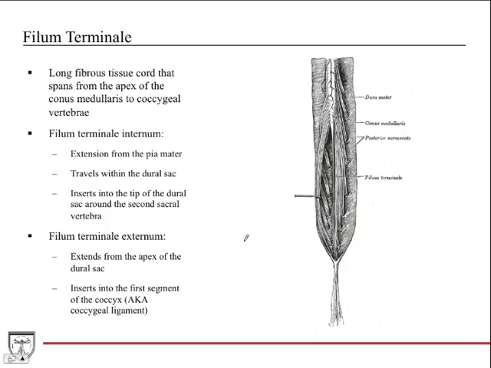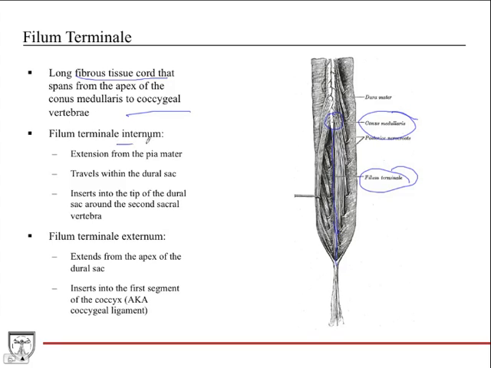The Filum Terminale, which is this long fibrous tissue cord that spans from the apex of the Conus Medullaris. So we have here Conus Medullaris, and then you can see it traveling all along here. So it travels all the way down here. It's even labeled here for you, Filum Terminale. And then it has two sections. It has the internum and externum, and there's the part that's in the dural sac and outside the dural sac, attaching to the coccygeal vertebrae.